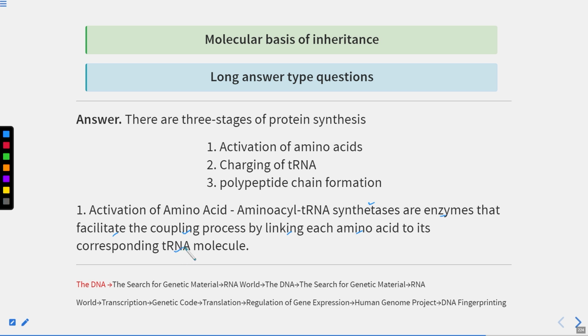You know transfer RNA consists of an amino acid receptor site. So these enzymes link each amino acid with its corresponding transfer RNA. Transfer RNA consists of one amino acid receptor site, as I have told you. It consists of the anticodon loop, where the anticodon is present and it recognizes the codon which is present in the messenger RNA. It also consists of the D loop and the T loop.